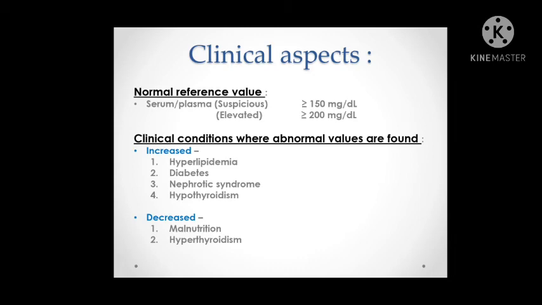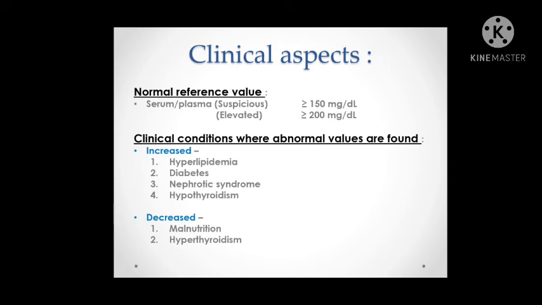Now we have to know about the normal reference value of triglyceride in serum or plasma. If the value exceeds 150 mg per dl, it is in the suspicious range, and if it exceeds 200 mg per dl, then we can say it is elevated.